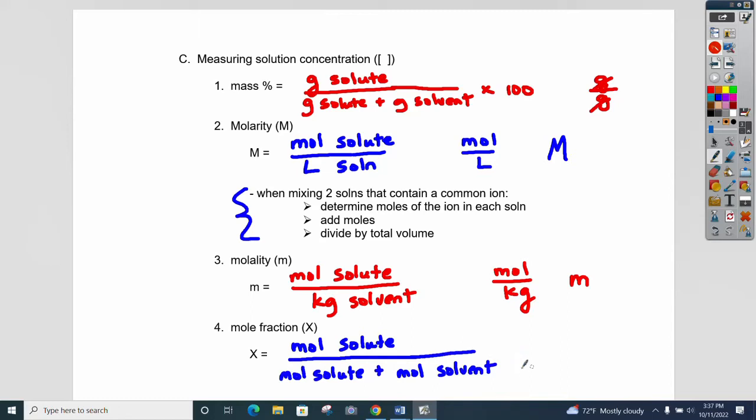Okay, notice this one is not a percent. This looks very similar to mass percent up here, but instead of grams, we're using moles, and I am not multiplying by 100 down here for mole fraction. Mole fraction is going to be symbolized with an X, but just like mass percent, there is no unit because you're going to end up with mole over mole, which are going to cancel out. So we just say this solution has a mole fraction of 0.45.